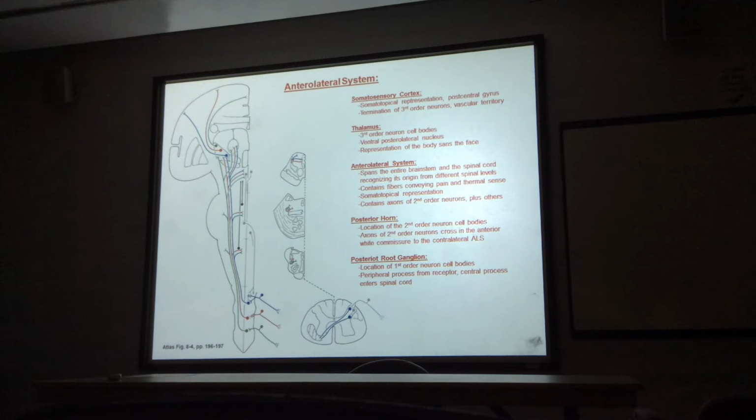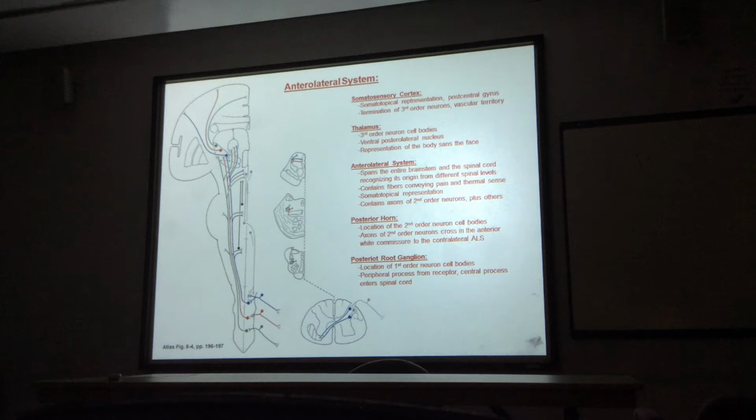Okay, an overview of the system, we just looked at some of this right here. The posterior ganglion is the location of the first order neuron. There's a peripheral process which goes to the receptor, and a central process which enters the spinal cord. Posterior horn is the location of the second order neuron, and these cross in the anterior white commissure.